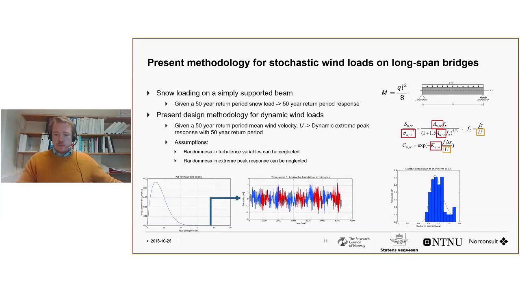So this figure in the middle here is showing a simulated response signal of a lightly damped response split into 10-minute segments. And the extreme peak of each segment is itself a random variable following an extreme value distribution, as the one shown here. So now, if the general assumptions listed previously hold, this extreme value distribution will follow a Gumbel distribution. And what we do today is we design for the mean value of this distribution.